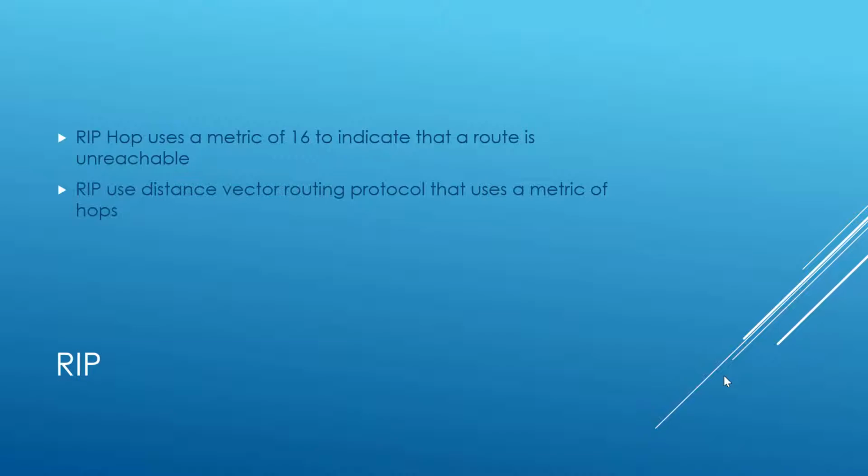RIP is also a distance vector routing protocol. It uses its metrics for hops. Basically, it's not sophisticated. So if you had multiple links to get there, whatever's the shortest path to get there, maybe not necessarily the fastest path, it's going to take the shortest, the least amount of, for example, toll booths it has to go through.